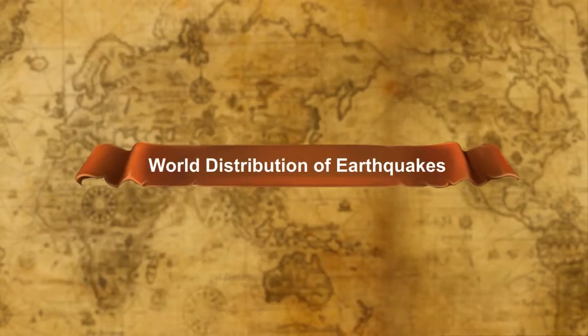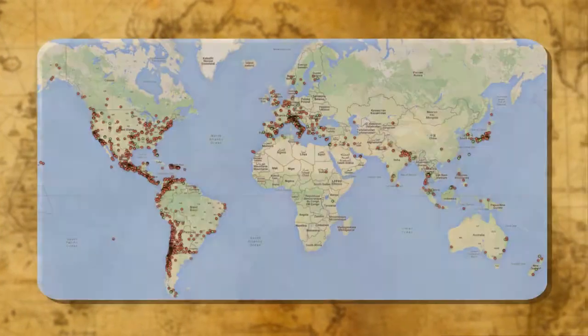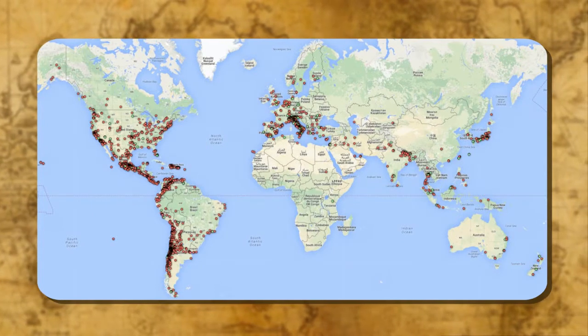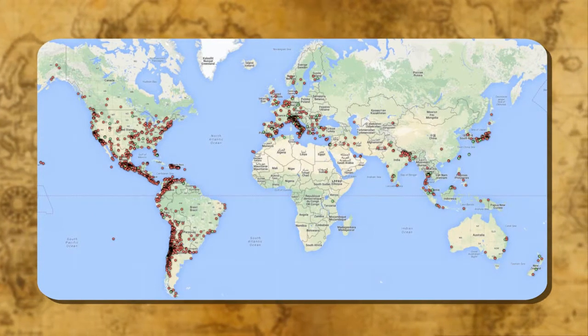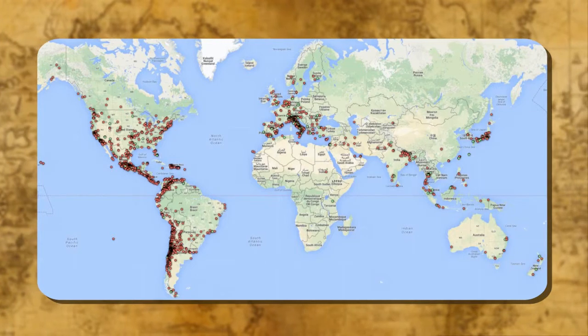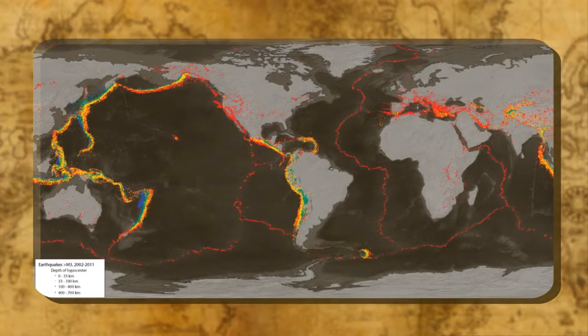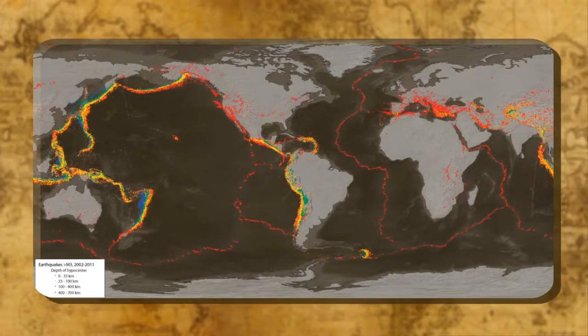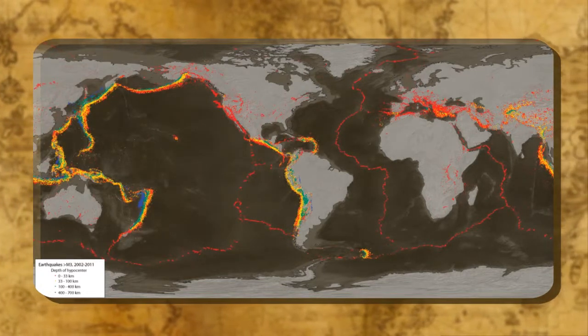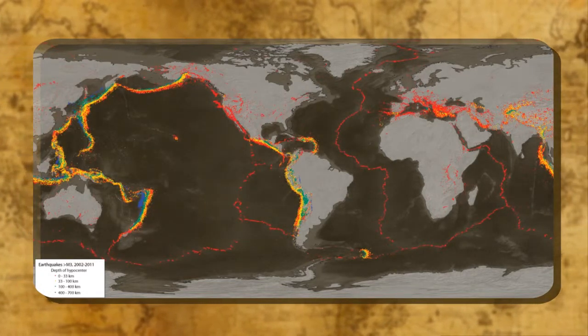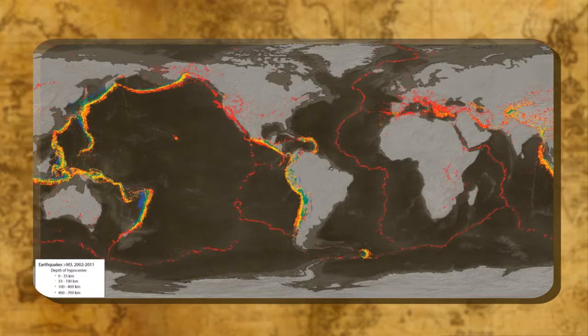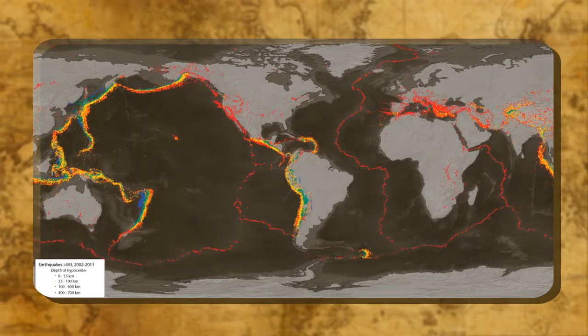World distribution of earthquakes. Earthquakes are mainly associated with the weaker and isostatically disturbed areas of the globe. Most of the earthquakes occur in the zones of young-fold mountains, the zones of fracturing and faulting, the zones of active volcanoes, along the different plate boundaries, etc.